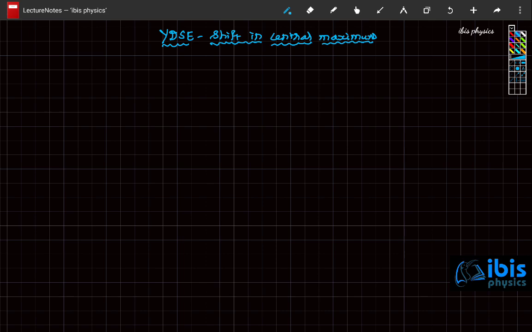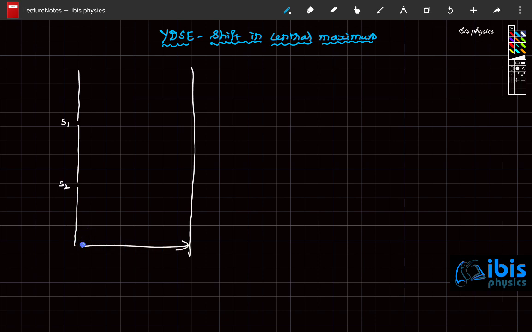On Young's double slit experiment. This time we are going to look at the shift in central maximum. Suppose you have a pair of coherent sources S1 and S2, and there is a screen at a distance, let us say D, and the distance between these two sources is small d.